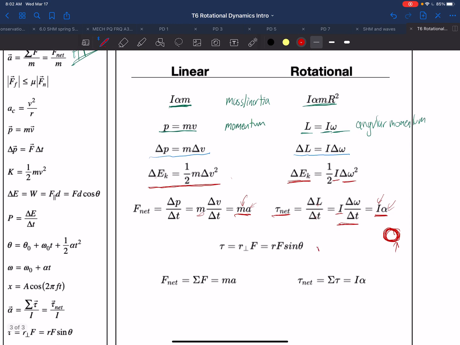Now this one I will call the Rosetta Stone, which allows us to connect these two worlds, the linear and the rotational. And what these mean we'll explain later, but this is the Rosetta Stone. And we have Newton's second law. This is the linear Newton's second law, and this is the rotation. Newton's second law of rotation. So we've got the net force, net torque. Sum of the forces, sum of the torques. Ma, I alpha.